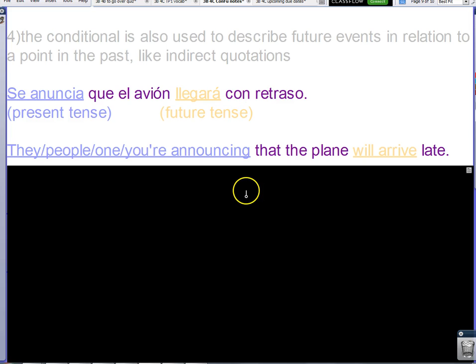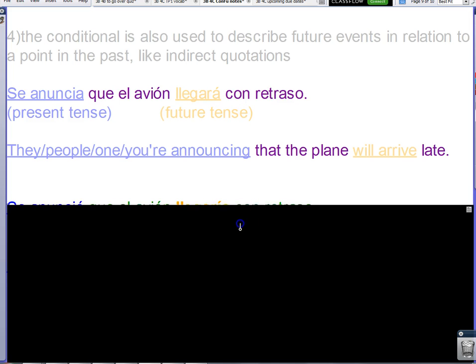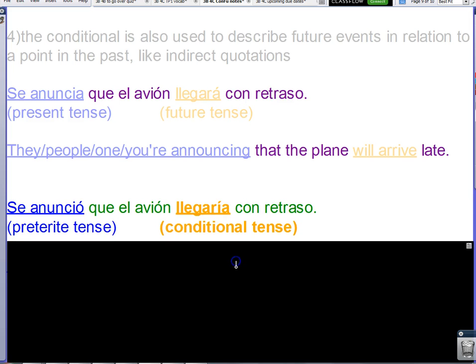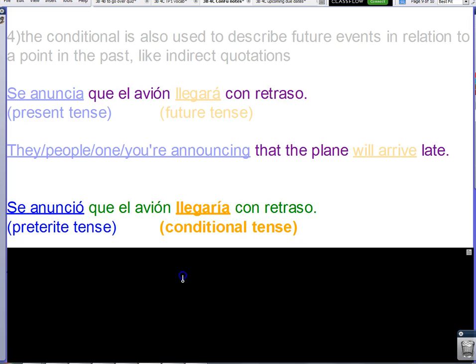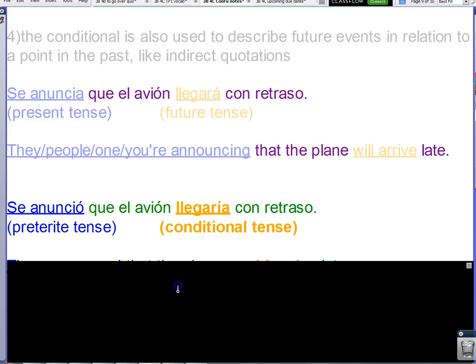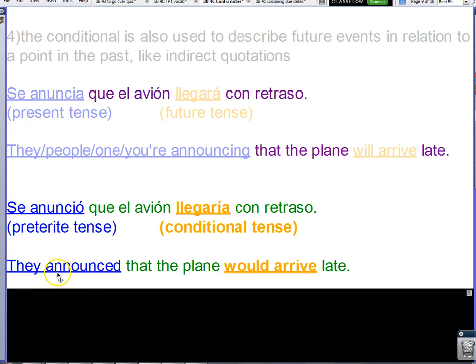If you want to then talk about this later, maybe you were on the plane or you were waiting for someone to arrive on a plane and you wanted to talk about it after the fact, this is what you would do. You would use the preterite with the conditional to say, I was wondering where so-and-so was, but at that moment they announced that the plane would arrive late. And you're saying would, so you would use the conditional.